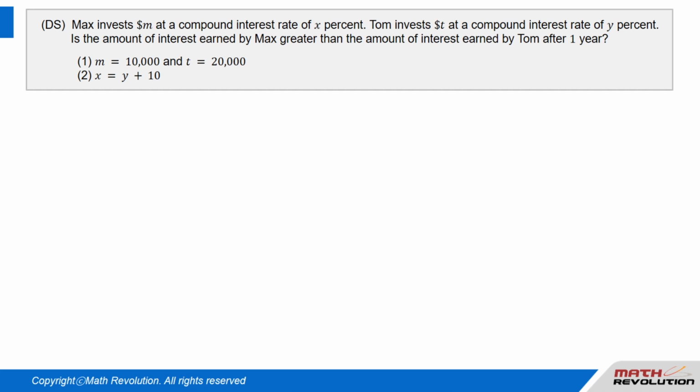Condition 1. M equals 10,000 and T equals 20,000. Condition 2. X equals Y plus 10.